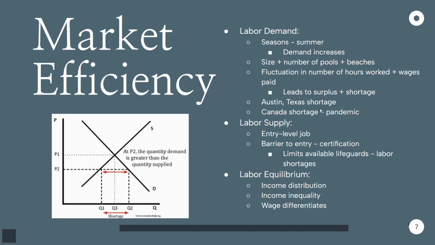A big factor in an overall shortage that did happen recently would be the pandemic in 2020, when many people just didn't want to go out afterwards. An example would be Austin, Texas. Their shortage: they only had 62% of lifeguards return after the pandemic, so they were only able to open 15 out of 32 pools.